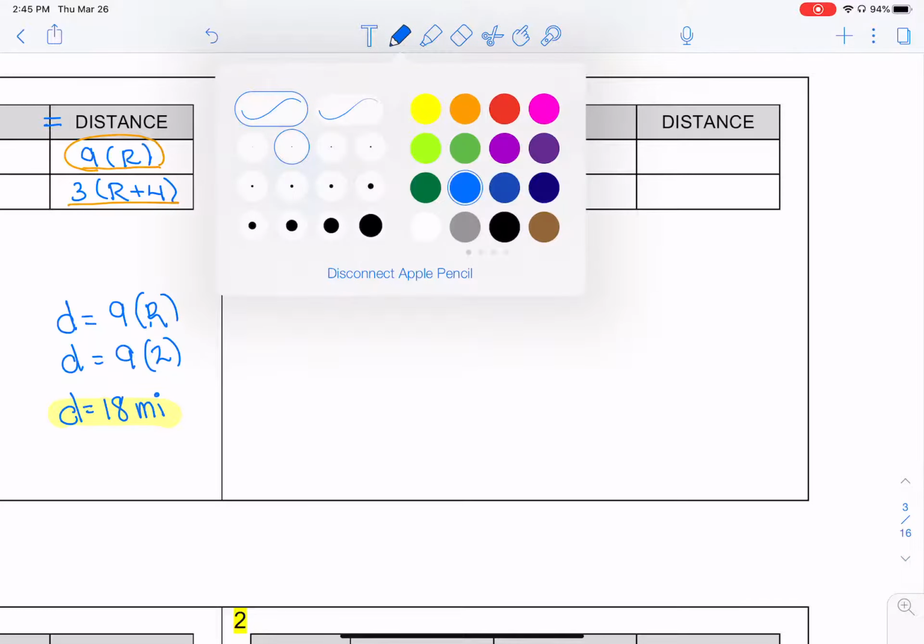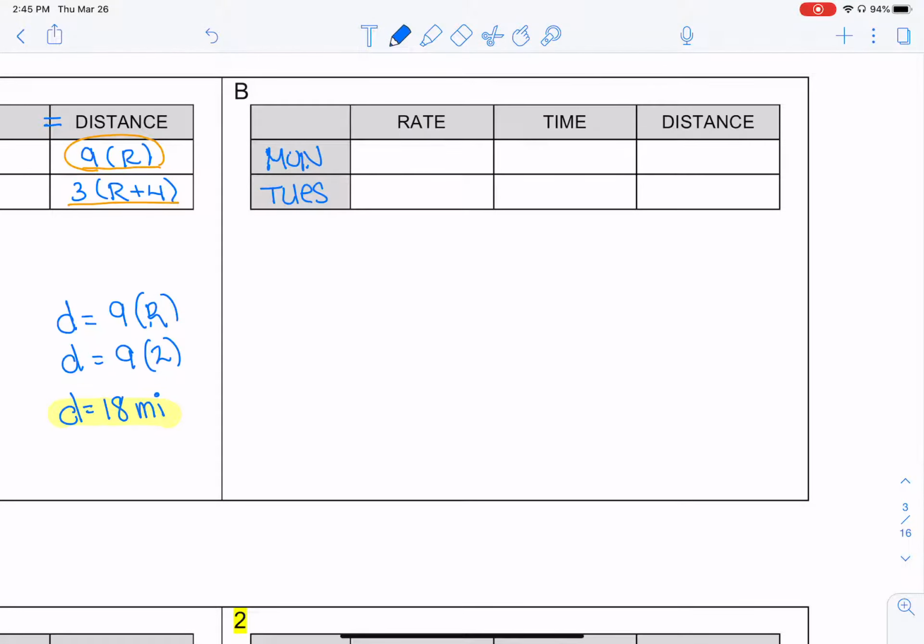Having a little issue with my pen here, so let's just go a little bigger. And then we drove to town at 60 miles per hour for Monday. 60 miles per hour is a rate. That's how fast we're going. On Tuesday, it was 40 miles per hour. This is the tricky part. It took 15 hours between the two times total. Okay, so the two together add up to 15 hours. How we break that down then to put in the chart is we're going to call one of them T, and the other one is 15 takeaway T.